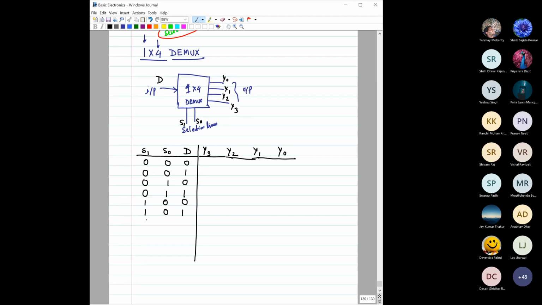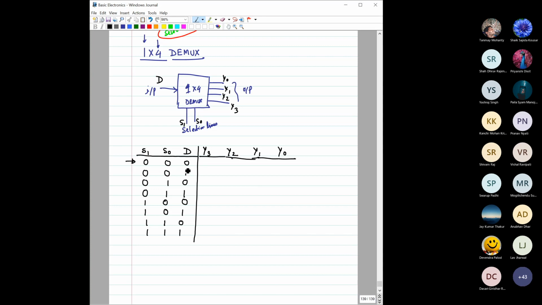1 0 1 1 1 0 1 1 1. We do not need that much space here, so this much space is enough. Okay. Now, could you please tell me what will happen for this combination? What will be the output? Sir, all zero. Why? Sir, because D is zero.